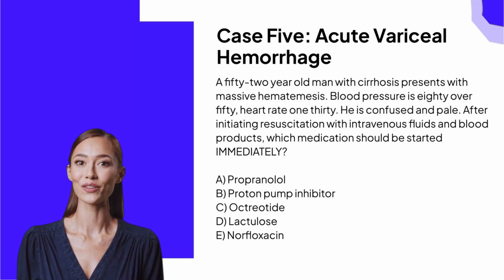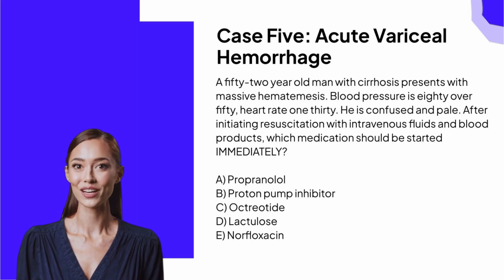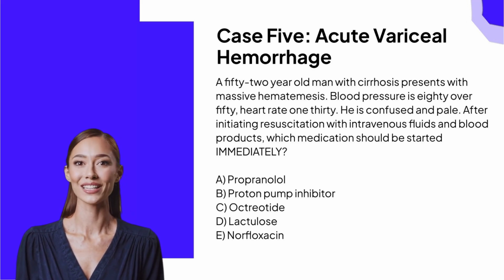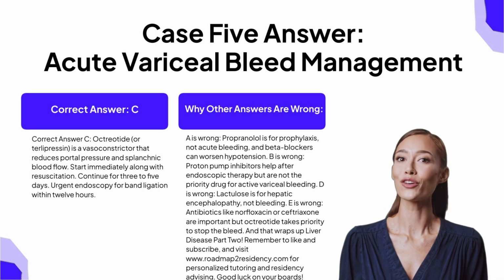A is propranolol. B is proton pump inhibitor. C is octreotide. D is lactulose. E is norfloxacin. This is acute variceal hemorrhage management. The correct answer is C, octreotide.